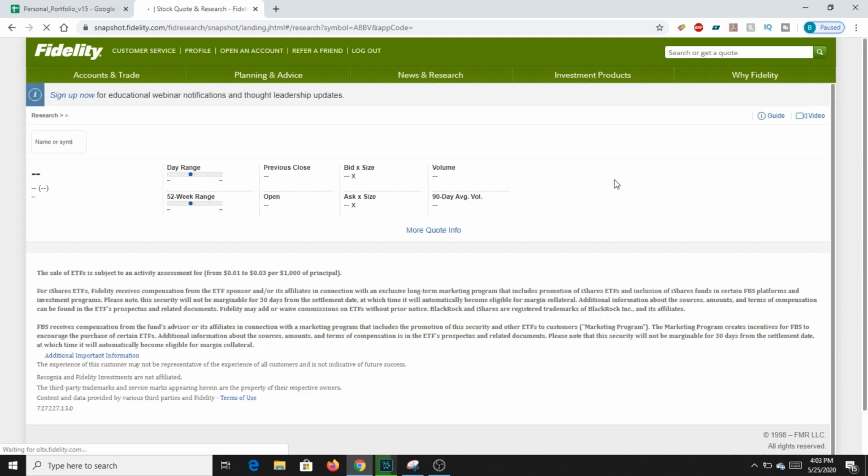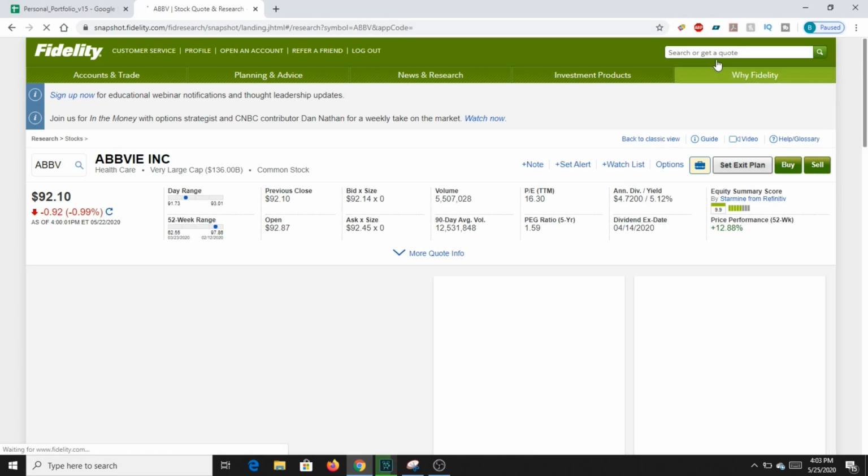Appreciate that my internet is being extremely slow today. So this is a different way. You can just type it up in the upper right hand corner and type AbbVie, and you get this whole laundry list of a bunch of different things in here.